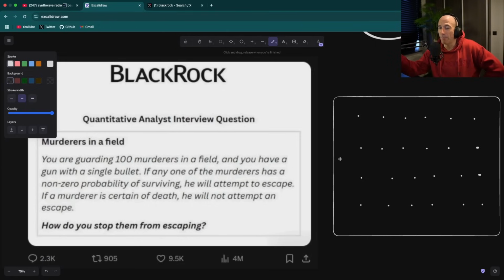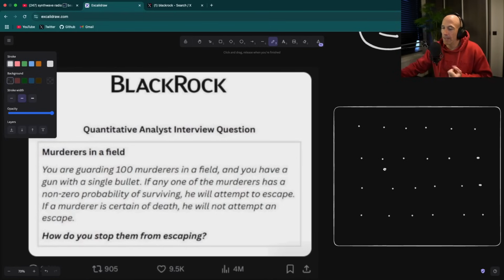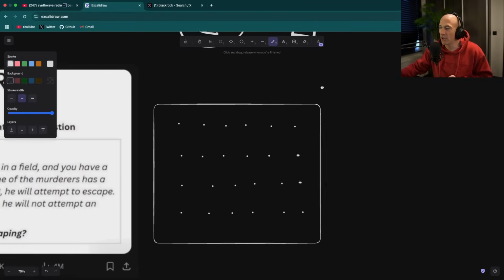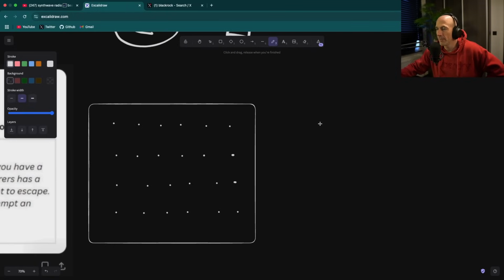But how do you stop them from escaping? I think we need to play a psychological warfare here, right? If I need to give an answer that's basically not "you can't," then I would say, okay, listen, let's play a psychological warfare, because if I need to guard this field, right? I'm here with my gun. It doesn't really matter how many bullets I have. I have a gun, right?